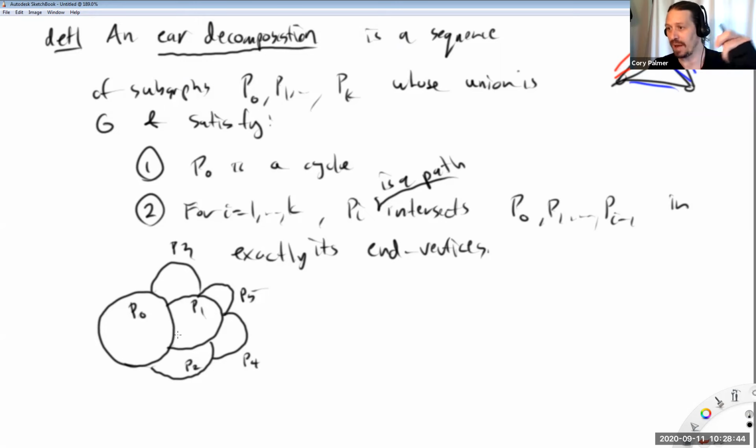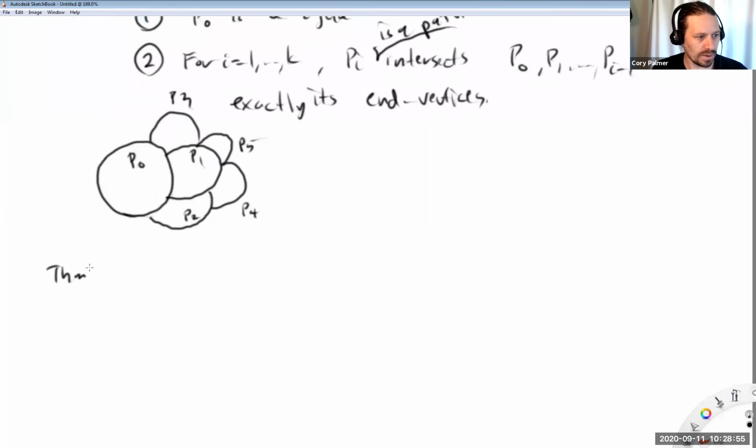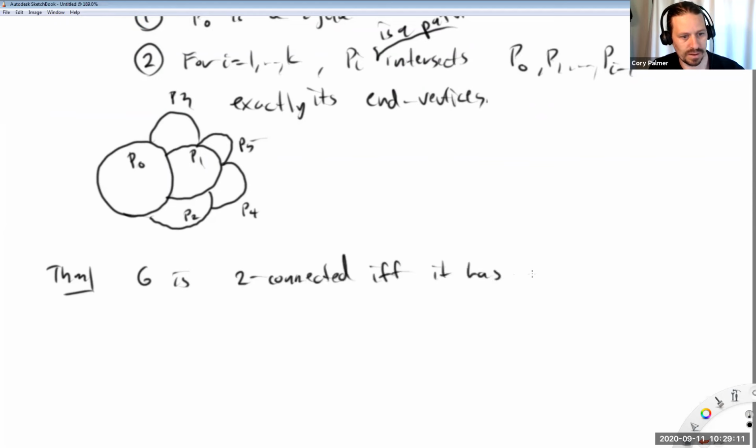Because you could look for a path and pull it off, but maybe you chose the wrong path to make the procedure work. So it's not clear whether or not it has one. That's the content of the next theorem here. Having an ear decomposition is equivalent to being two connected. That's the characterization. So G is two connected if and only if it has an ear decomposition.